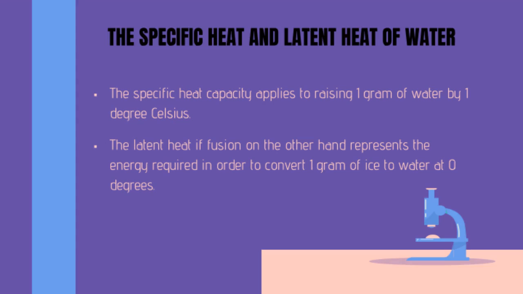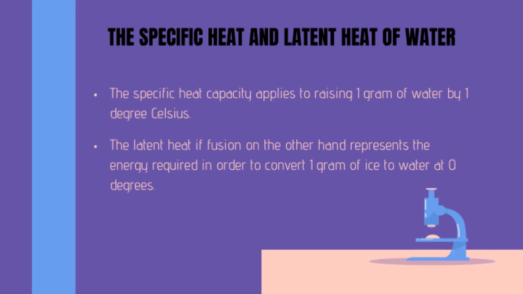The specific heat of water signifies the energy required to raise the temperature of the water. The energy is measured using joules or calories. The specific heat capacity applies to raising 1 gram of water by 1 degree Celsius. The specific heat capacity of water is 1 cal per gram degree Celsius. What this means is that it takes 100 calories to raise the temperature of 1 gram of water from 0 to 100 degrees Celsius.